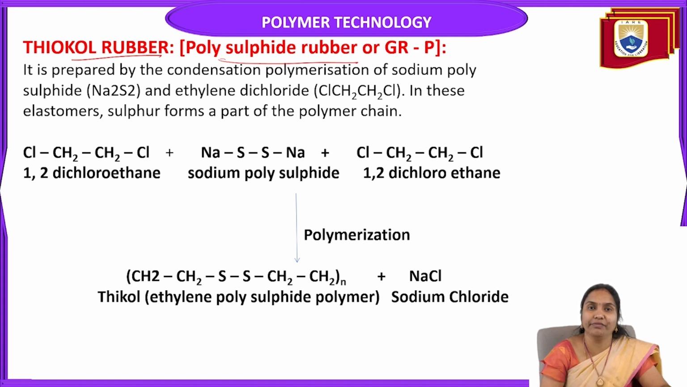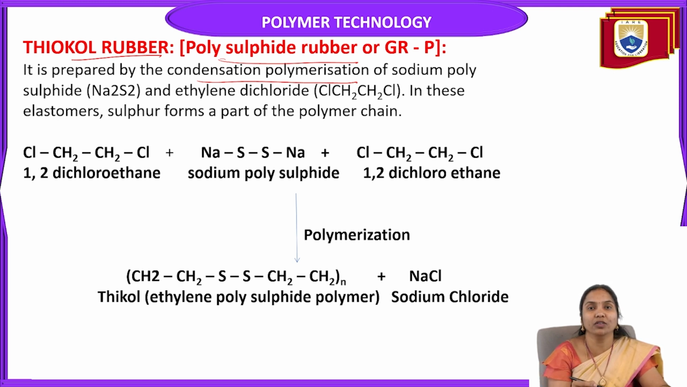Government polysulfide rubber is prepared by condensation polymerization. Condensation polymerization means the polymer is formed from monomers with two different functional groups, which undergo polymerization and form a new functional group in the polymer while eliminating a byproduct. This process is called condensation polymerization.